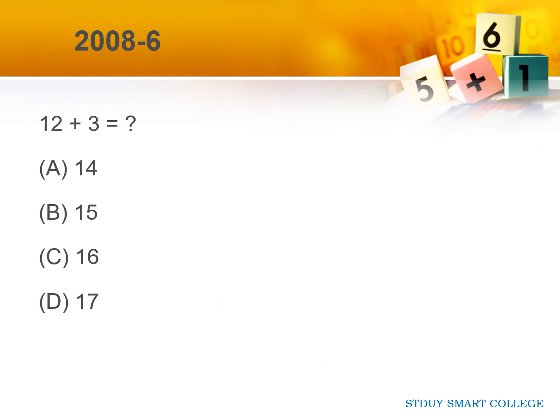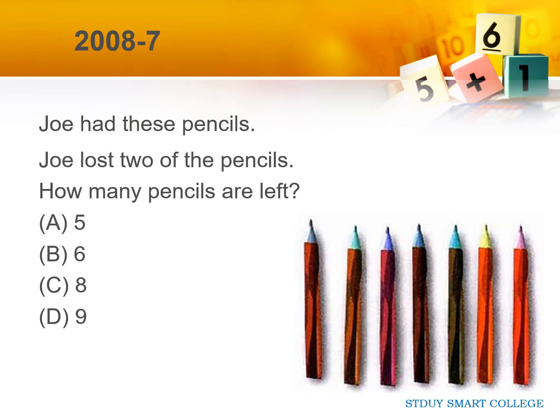What is 12 plus 3? By using addition, we can get 15, hence choose B. Joe had these pencils. Joe lost 2 of the pencils. How many pencils are left? Joe had 7 pencils and lost 2. We can use subtraction. 7 minus 2 equals 5. Hence choose A.